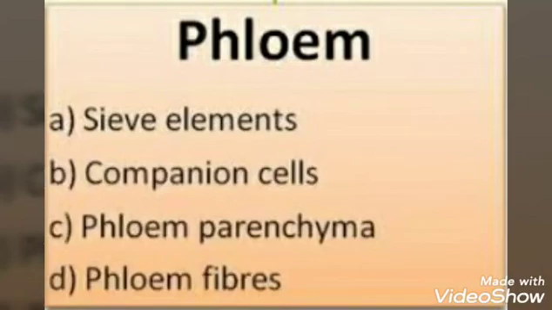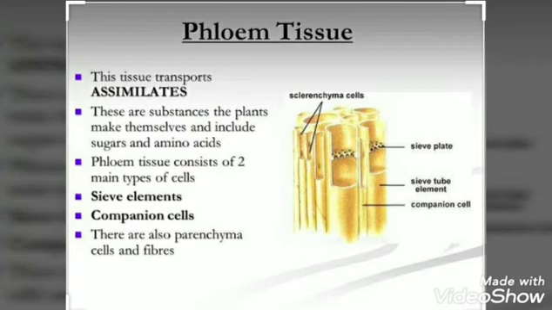These cells can be living or non-living. Now let us study about the first type of cell, that is the sieve tubes. Now these are elongated and narrow cells with perforated walls. Perforated means consisting of holes. Now their main function is conduction of organic food, and these cells are without nucleus at maturity.